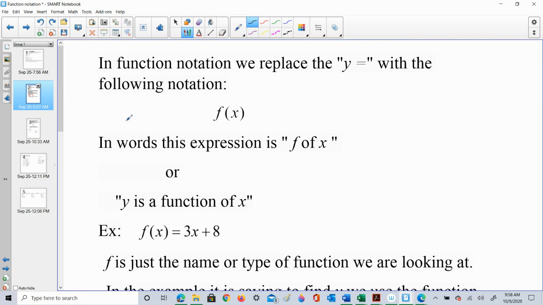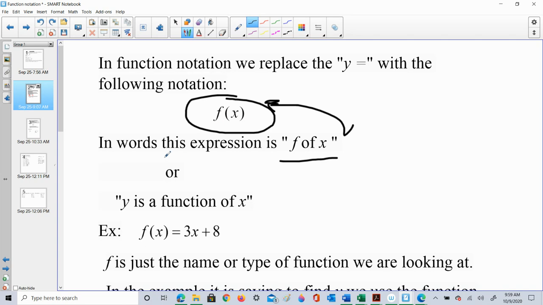In function notation, we're going to replace the y equals with this notation here. It's called f of x. That's what this is. These are the words that go with this expression. F is a function of x. Y is a function of x.